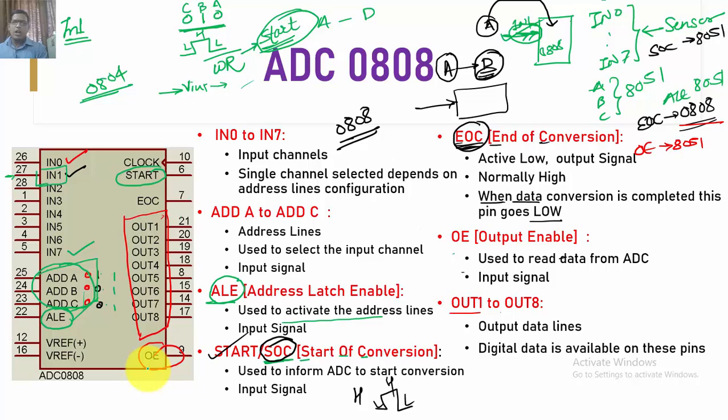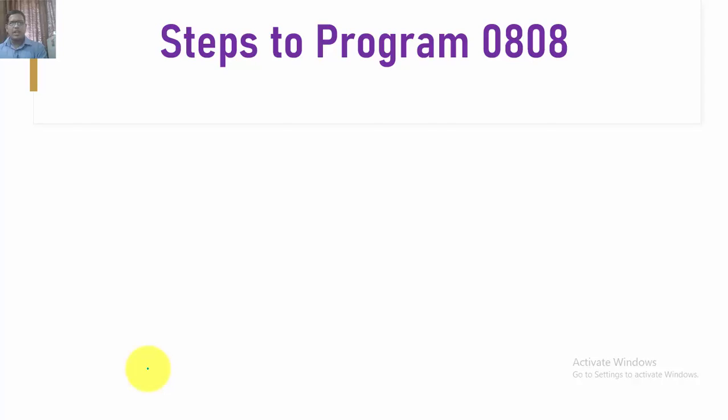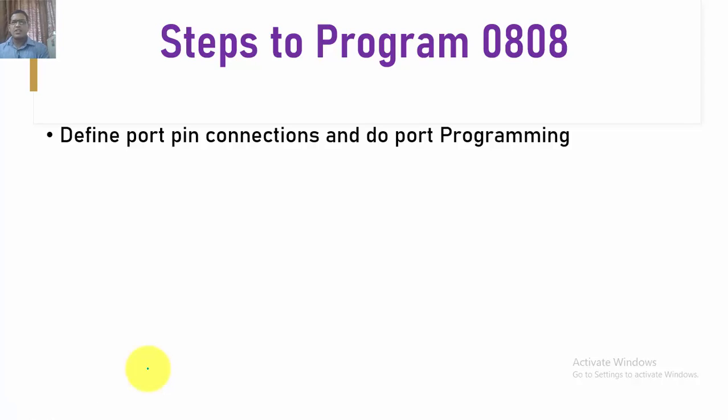And at last, out 1 to out 8. These are the data lines. When the analog data is accepted from an input channel, that data is fully converted into digital format, and the digitally converted data is present on these output lines, or the output data bus. And to read this data from the output data lines, we have to issue the output enable signal. The moment I issue the output enable signal, the data which is present on the data lines is now read by the 8051 microcontroller. So these are the steps for 0808 interfacing with the 8051 microcontroller.